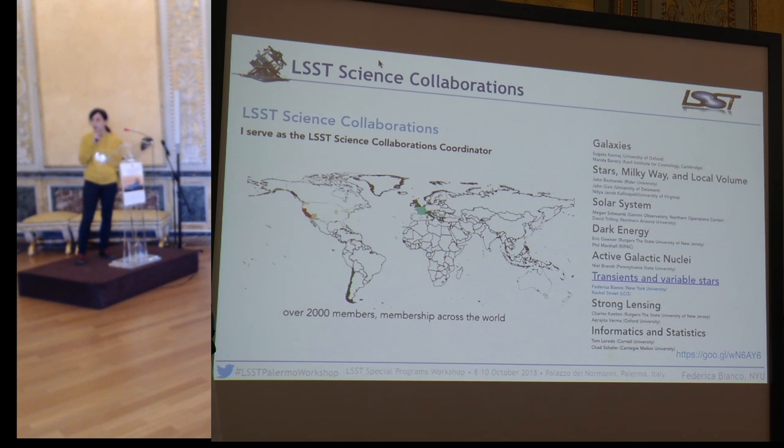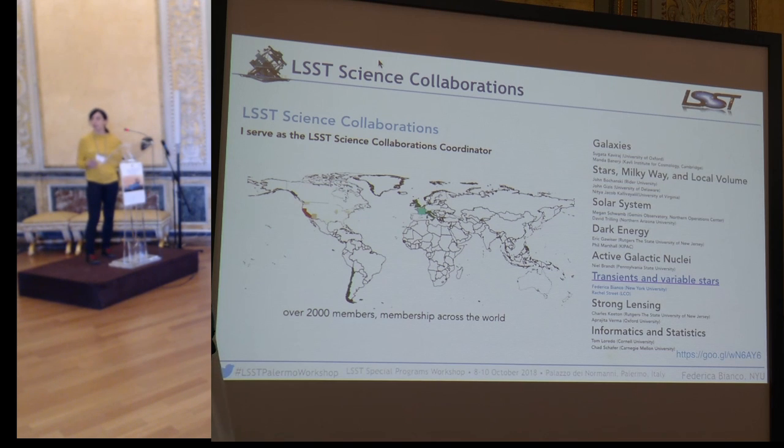So the science collaborations are essentially bodies of volunteers that have been serving the LSST project, for the greater good of the LSST idea, in the past maybe about 10 years. There are currently 8 science collaborations and over 2,000 members across the world.